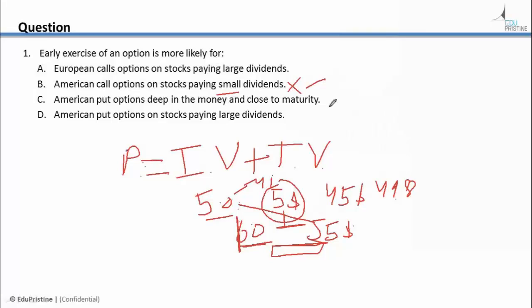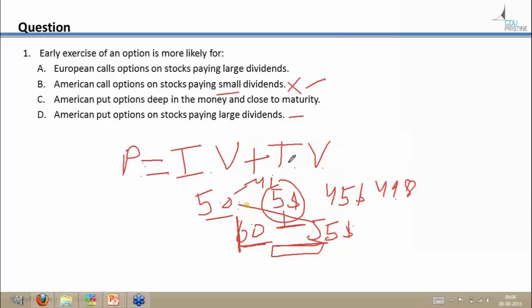Now somebody answered C, so I will not check C at this point of time. I'll check D first. It says American put options on large dividends. We just checked large dividends are good for call, good in the sense that you can exercise just before the dividend. Then you will exercise it if it's a large dividend in call, not in put, right? Let's check what happens in the put.